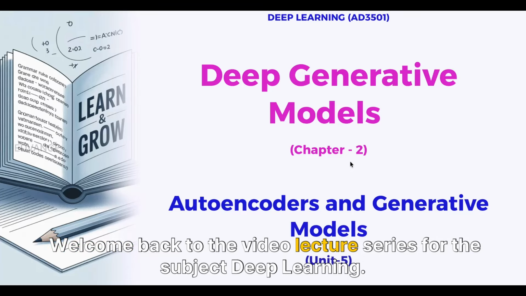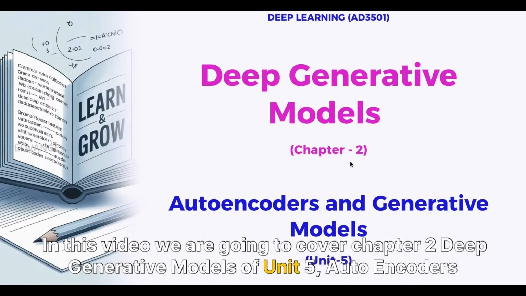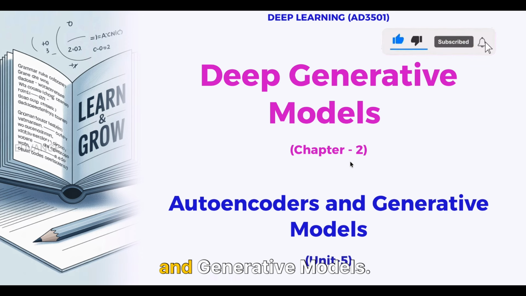Welcome back to the video lecture series for the subject Deep Learning. In this video, we are going to cover Chapter 2 Deep Generative Models of Unit 5 Autoencoders and Generative Models.